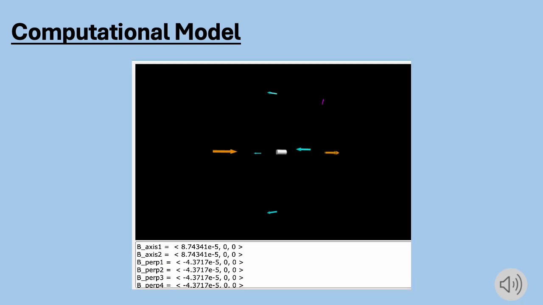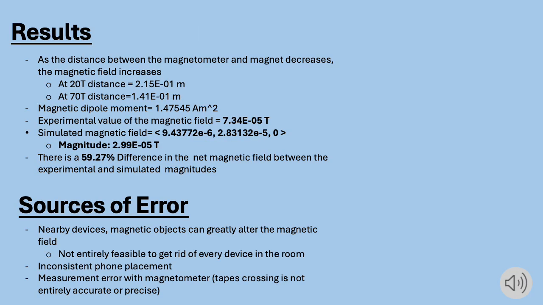And here is our computational model. I know it's hidden, but what this code says at the end is that our magnetic field is around 9.47 times 10 to the negative 6 in the x direction, 2.831 times 10 to the negative 5 in the y direction, and 0 in the z direction. So as we established, as the distance between the magnetometer and magnet decreases, the magnetic field increases, as shown with these 2 points of data. Also, this is our magnetic dipole moment of 1.47545.